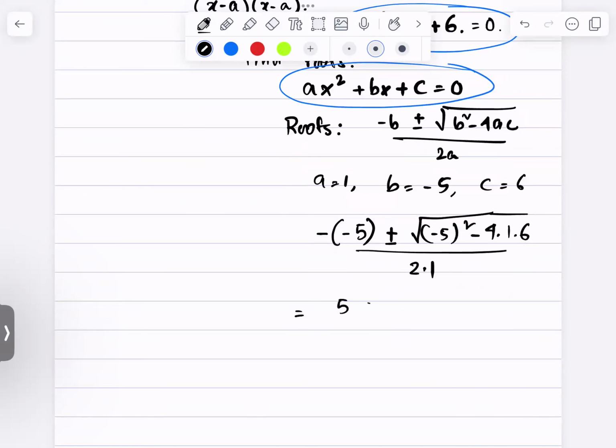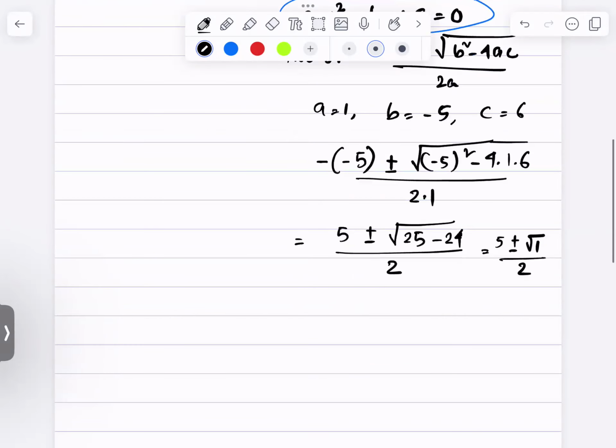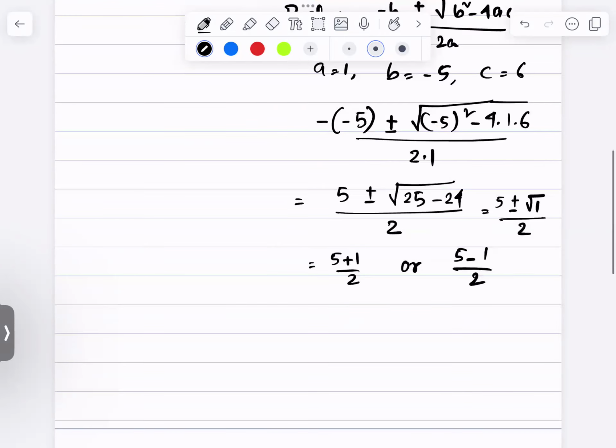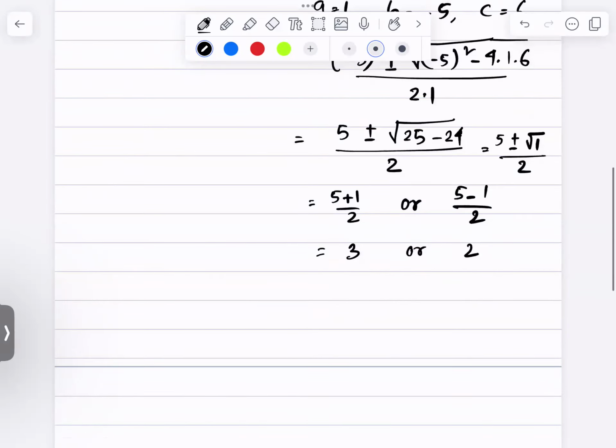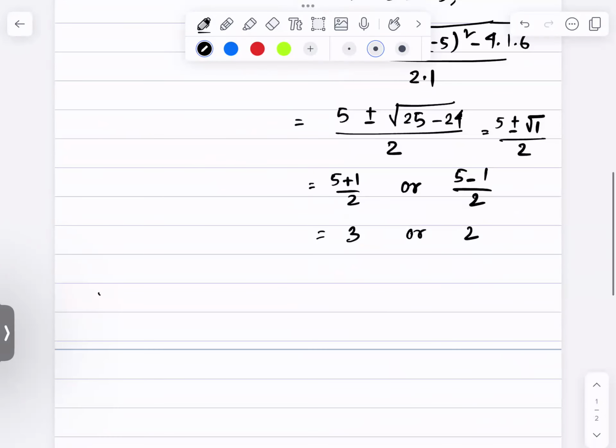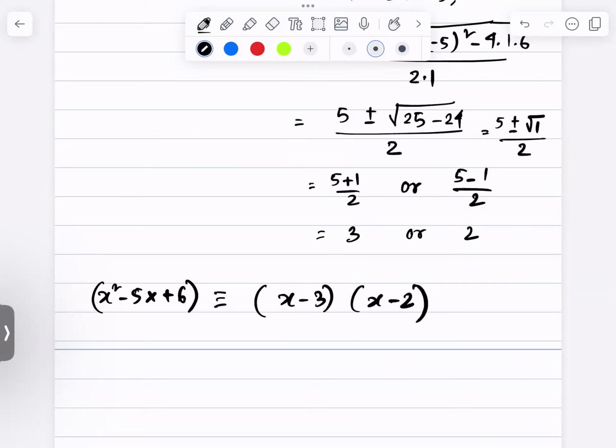What is this? This is 5 plus or minus the square root of 25 minus 24, over 2, which is 5 plus or minus the square root of 1, over 2. The square root of 1 is just 1, so one root is 5 plus 1 over 2, and the other root is 5 minus 1 over 2. So this will be 6 over 2, so 3, or 2. Therefore x squared minus 5x plus 6 can also be written as x minus 3 times x minus 2. So these are my two linear factors.